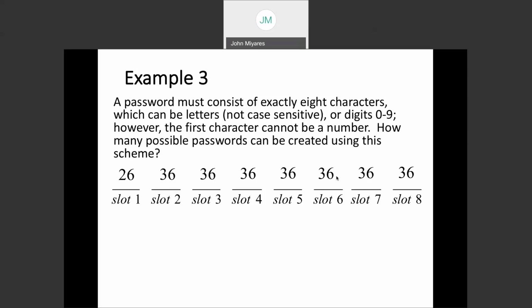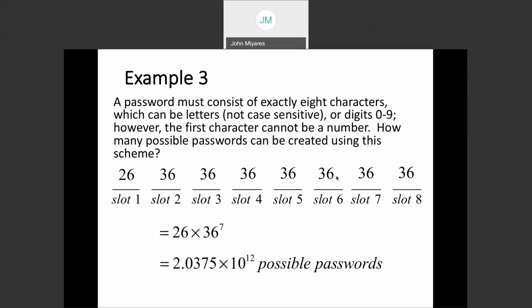And just like before, we can multiply the results. But in doing so, we can save a little bit of time on our computation by writing all of those 36s as 36 to the 7th power times 26, which, if you work this through on your calculator, will give you scientific notation 2.0375 times 10 to the 12th power. Expand it out, this turns into 2,037,500,000,000 possible passwords, which sounds like a lot, but with hacking algorithms getting better, it's really not that many passwords.